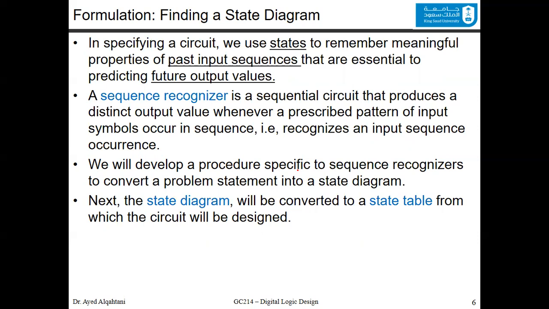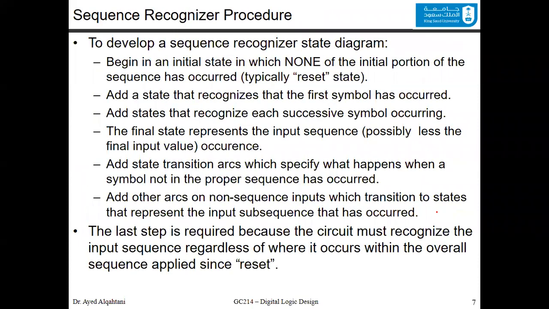We will develop a procedure specific to the sequence recognizer example to convert a problem statement into a state diagram. Once we come up with a state diagram, the state diagram will be converted to a state table, and from that we will continue the design steps. The sequence recognizer procedure is listed here in this slide. To develop a sequence recognizer state diagram, you begin in an initial state in which none of the initial portion of the sequence has occurred. Typically, it is called the reset state. And then we build up the state diagram by adding a state that recognizes that the first sample has occurred.